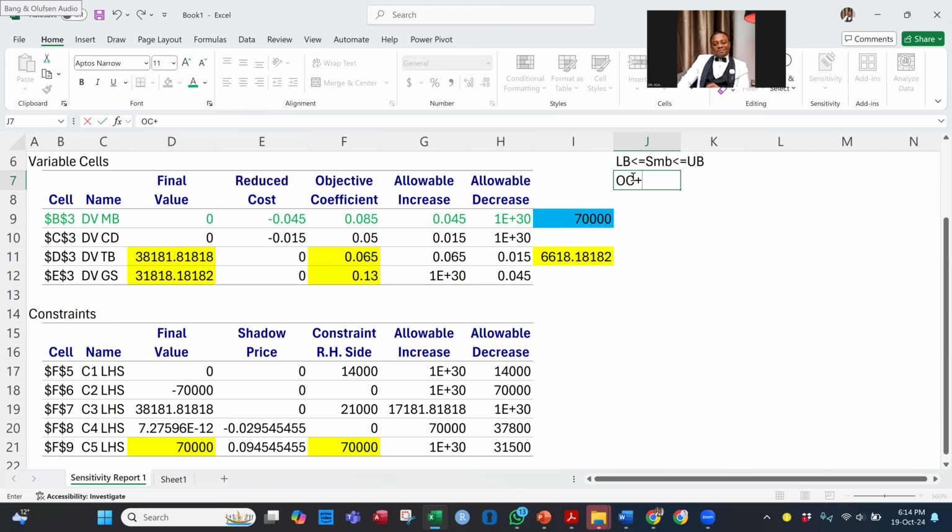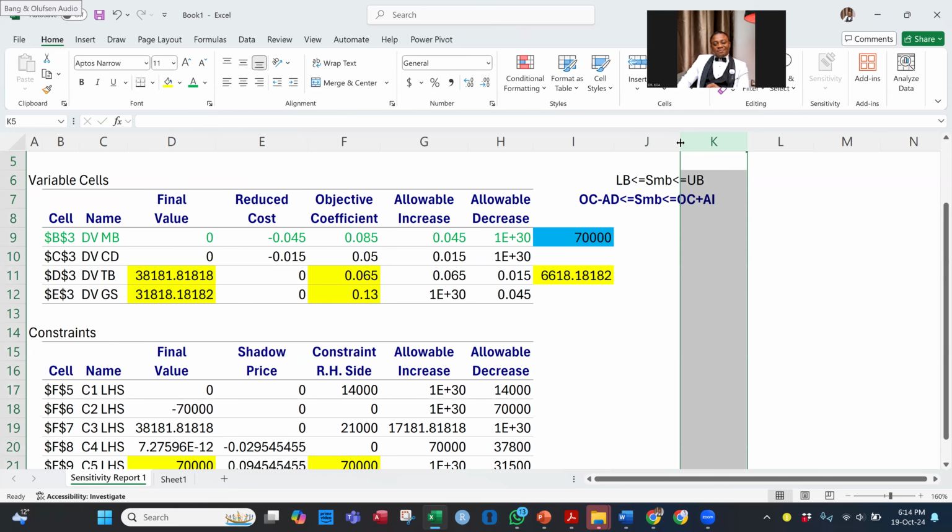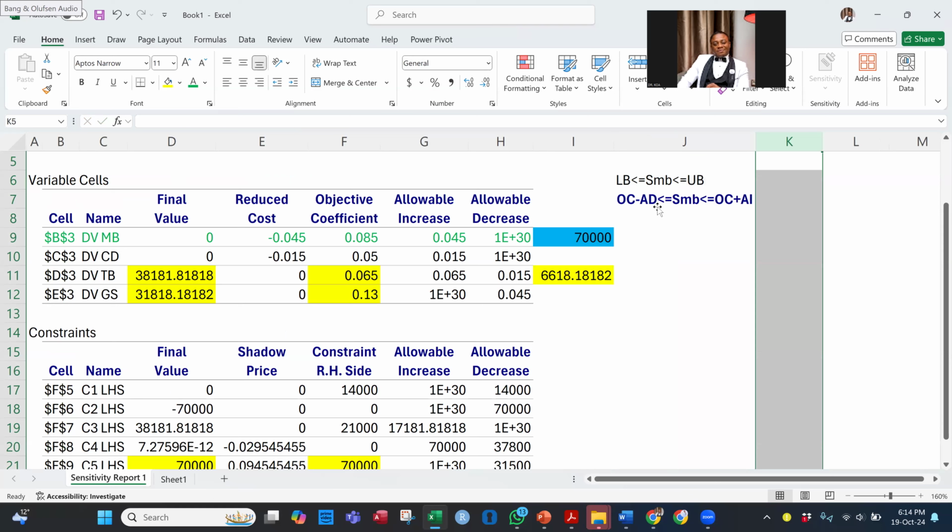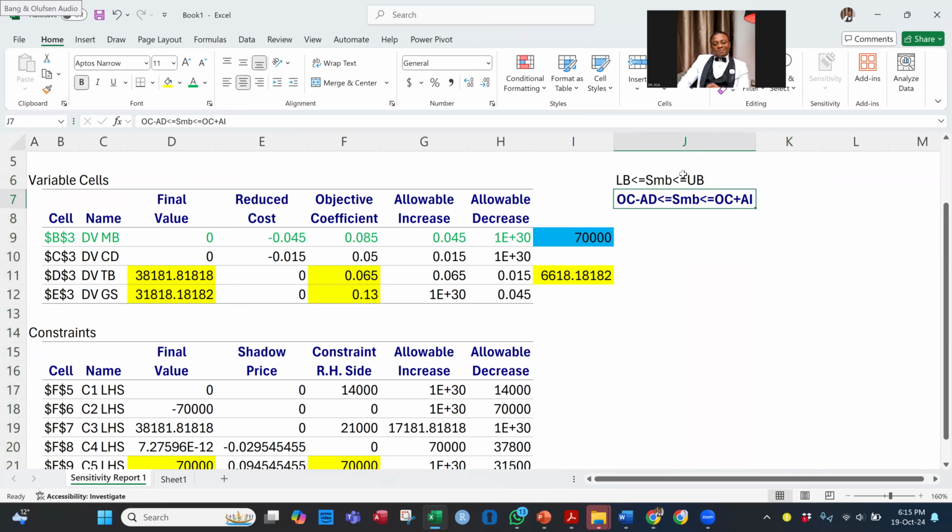Objective coefficient plus, minus the allowable decrease. Then you have the less than or equal to the name of the sensitivity band, then the objective less than, then the objective coefficient again plus the allowable increase. This is how we used to calculate the sensitivity range. This is it.